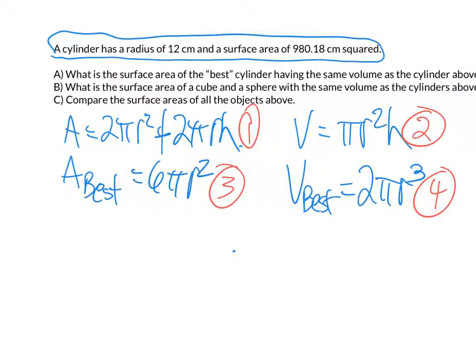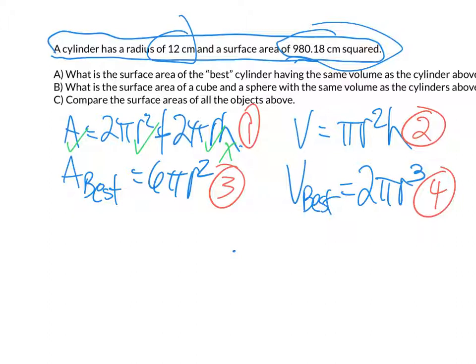If I look at this, I notice that there's no height. All I've got is an area and a radius. So let's take a look at these formulas and see what I know. Let's look at formula number 1 and check whether I know all the variables. I know the area, it's 980. I know the radius, it's 12. I don't know the height. When I have one unknown in an equation, I can figure out what it is. Let's look at the second equation.